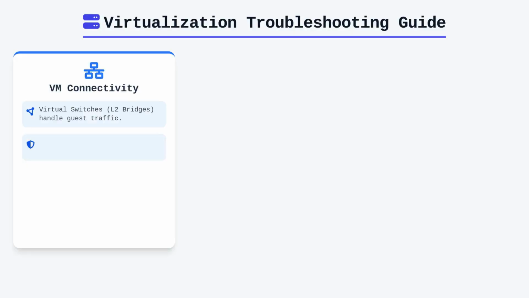Connectivity between VMs often relies on virtual switches, which act as the layer 2 bridge for guest traffic within a host. When VMs cannot communicate, start by investigating the port group assignments, virtual LAN tagging, and security policies that might be dropping traffic before it exits the host's virtual switch.